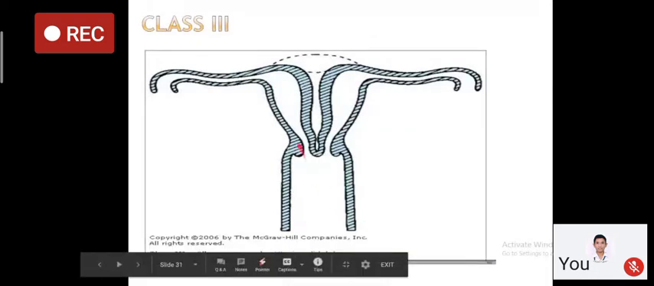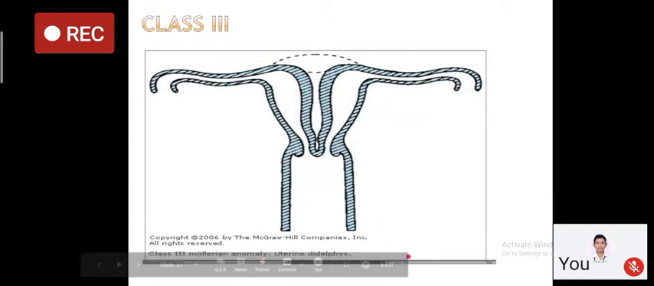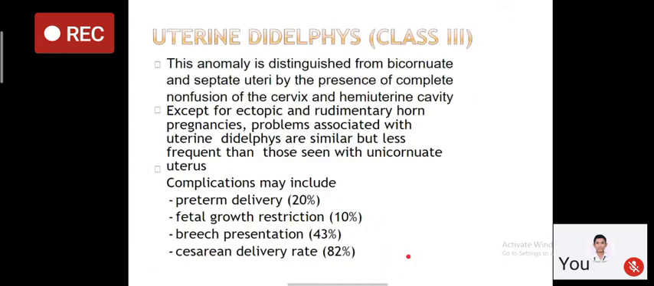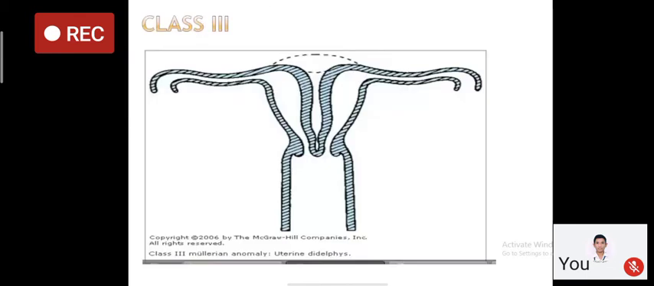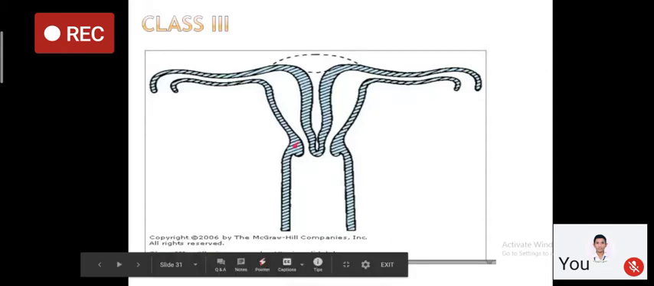Now class 3, what is this? Just see, just identify this. Class 3, just check it out, didelphys. Okay, this is the picture of didelphys. You can see two cervix, one here, one other.